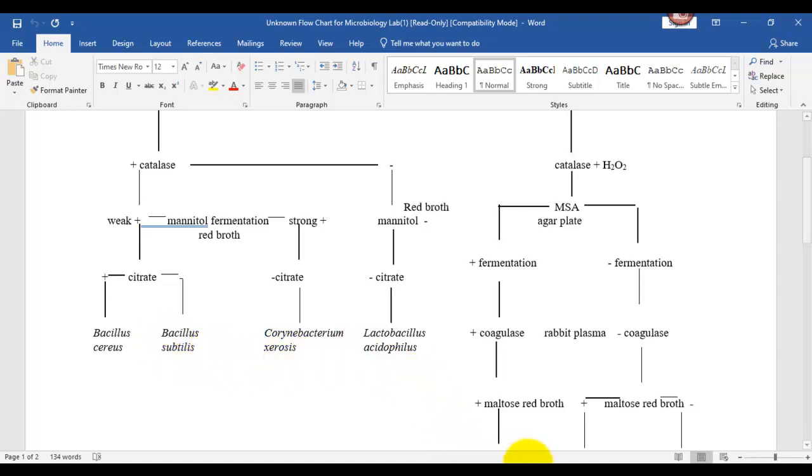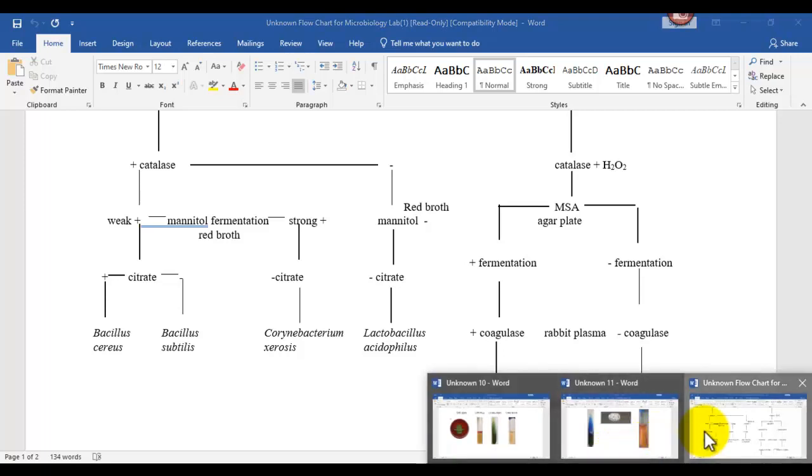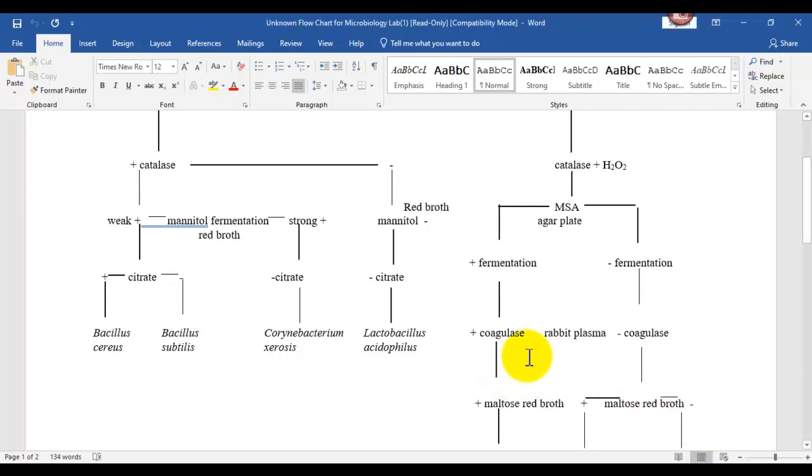Alright, so that's what we're going to be doing this week, and please see the example on how to write your paper, and we will go from there.